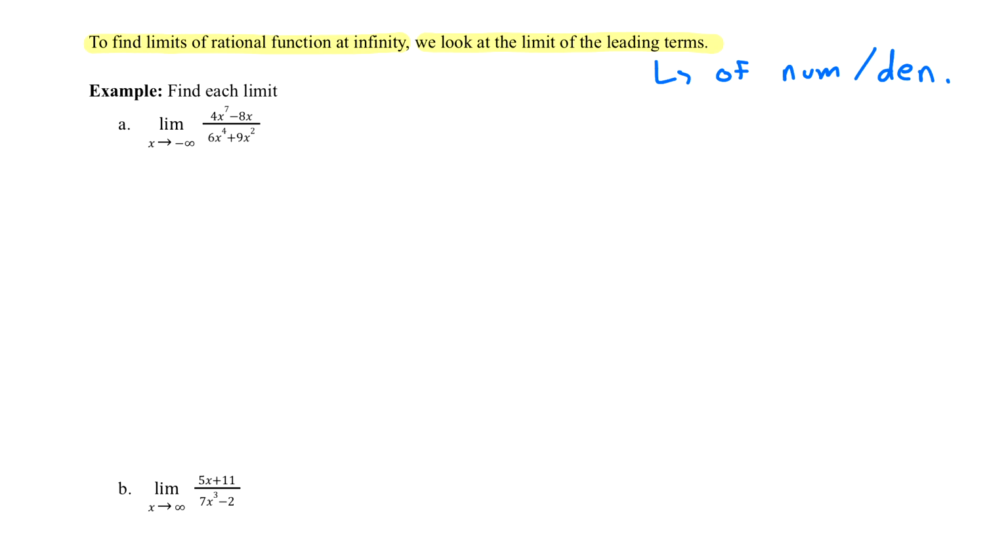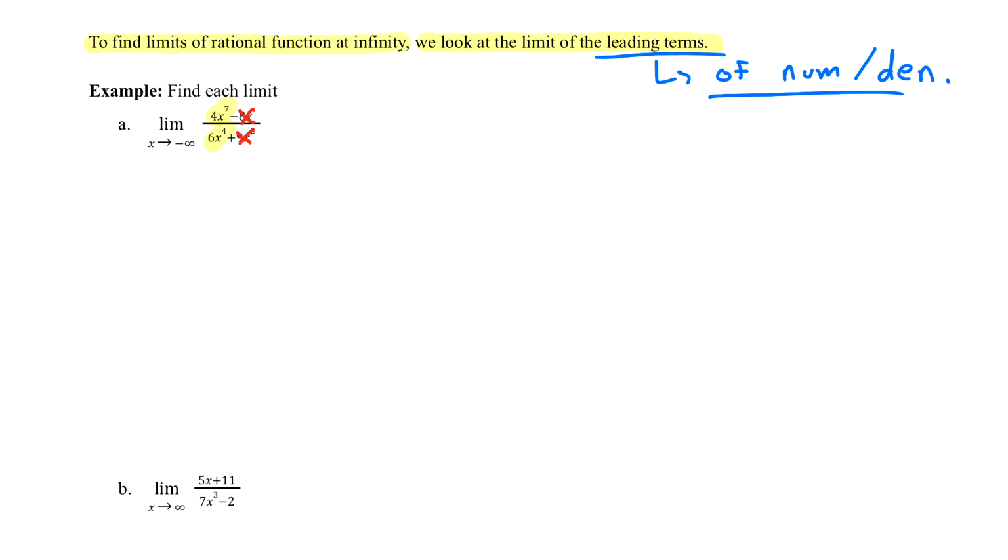So first up, I've got the limit as x approaches negative infinity of 4x to the 7th power minus 8x divided by 6x to the 4th plus 9x squared. So the first thing I'm going to do is identify the leading terms of the numerator and the denominator. We're just picking out the term that has the highest power in both. I'm going to need both of them. In this case, my leading term of my numerator is 4x to the 7th. In the denominator, I've got 6x to the 4th power. So essentially, I'm going to ignore everything else except for those two terms.